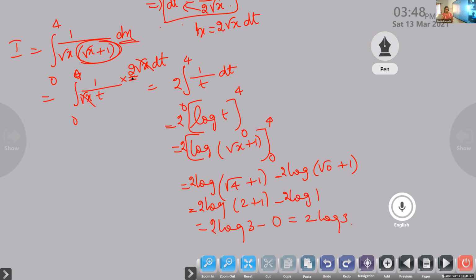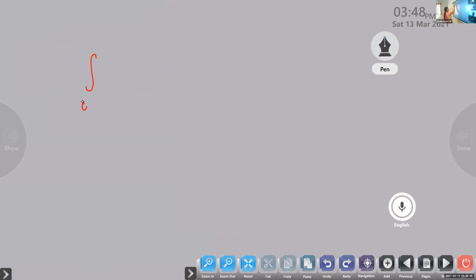Okay. Shall we do the next one? Write the next one. Evaluate integral 0 to 1 by root of 2x plus 3 into dx.